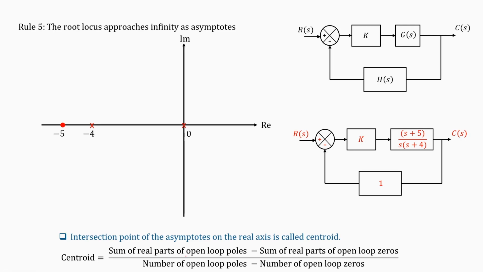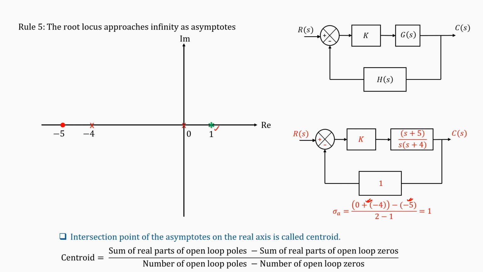So, what it says is the sum of real parts of the open loop poles. First of all, what is the open loop transfer function here? The open loop transfer function is (s plus 5) by s into (s plus 4). So, the sum of real parts of the open loop poles: the open loop poles in this case are -4 and 0, the sum of those, and then minus the sum of real parts of the open loop zeros, the open loop zero is -5, right. Then divided by the number of poles minus zeros. So, these are the open loop poles, this is the open loop zero, and then divided by 2 minus 1. So, the centroid will be at 1.